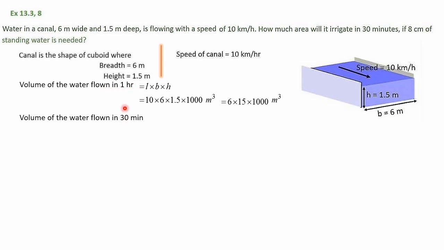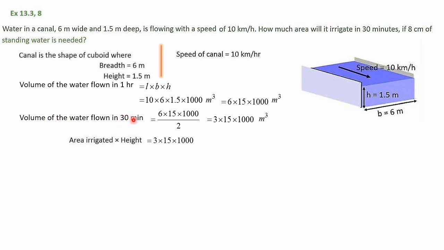So 30 minutes is half of 1 hour, so the volume of water also will be half. That is equal to 6 into 15 into 1000 divided by 2. The 2 and 6 we can cancel, so 3 into 15 into 1000 meter cube. This is the volume of the water flown in 30 minutes.